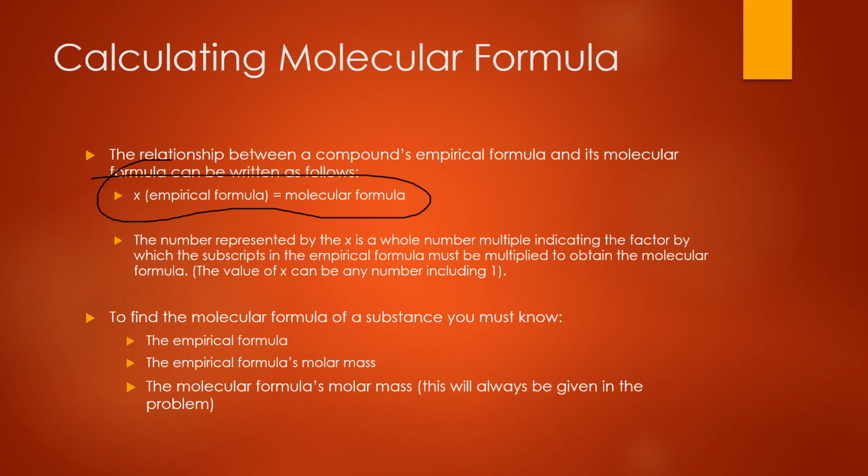So to find the molecular formula of a substance, we must know the empirical formula, the empirical formula's molar mass, and the molecular formula's molar mass. That last one, the molecular formula's molar mass, I have to give to you. So when we see these problems, if you read something in there that says the molecular mass or the molar mass of this compound is, that's the molecular formula's molar mass.